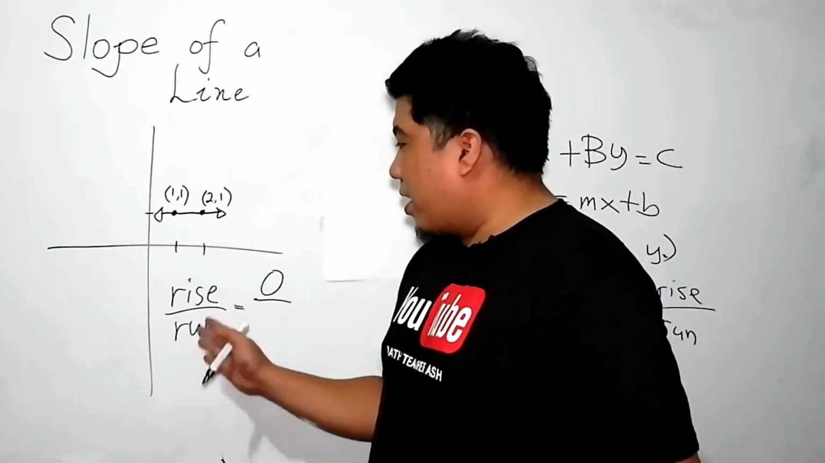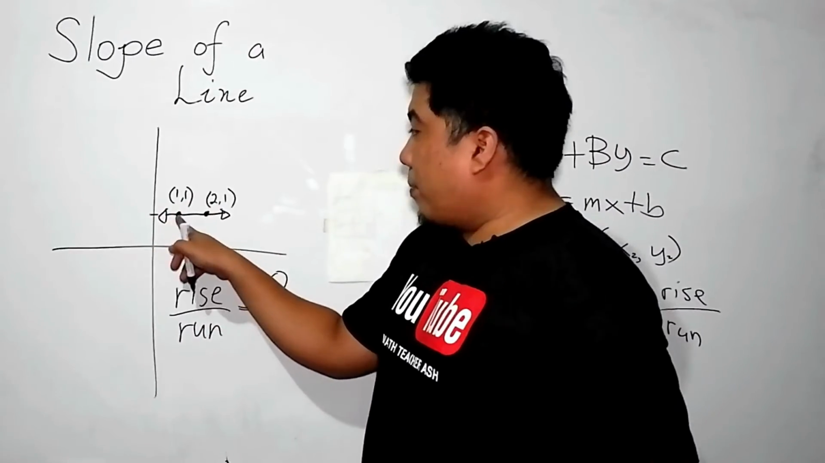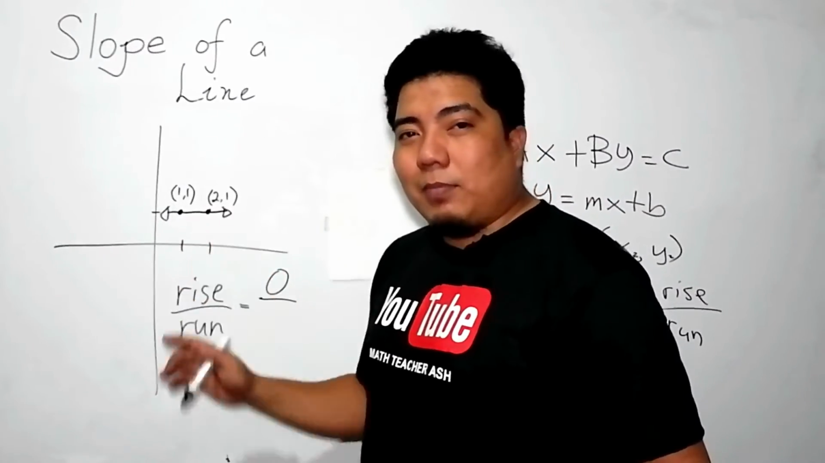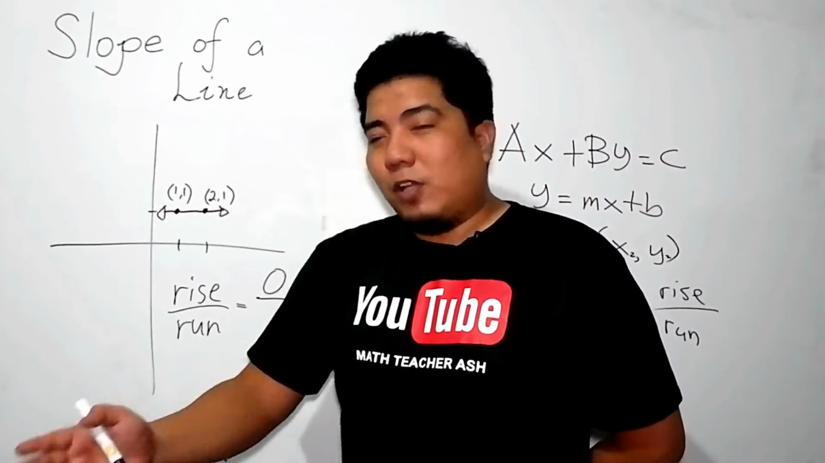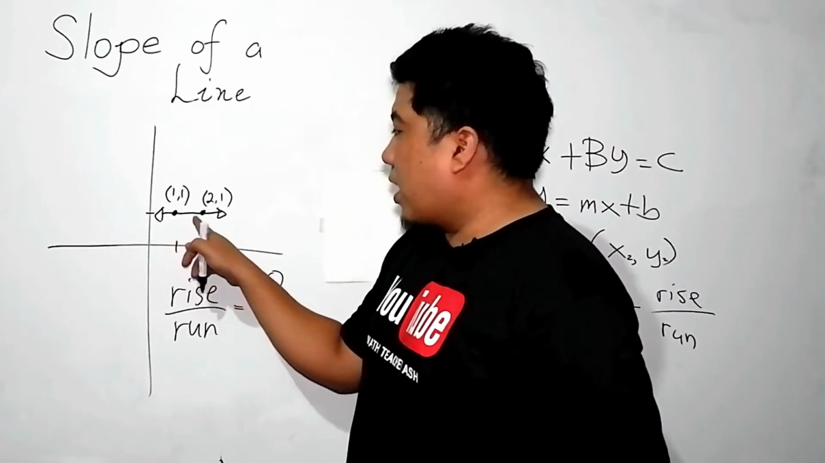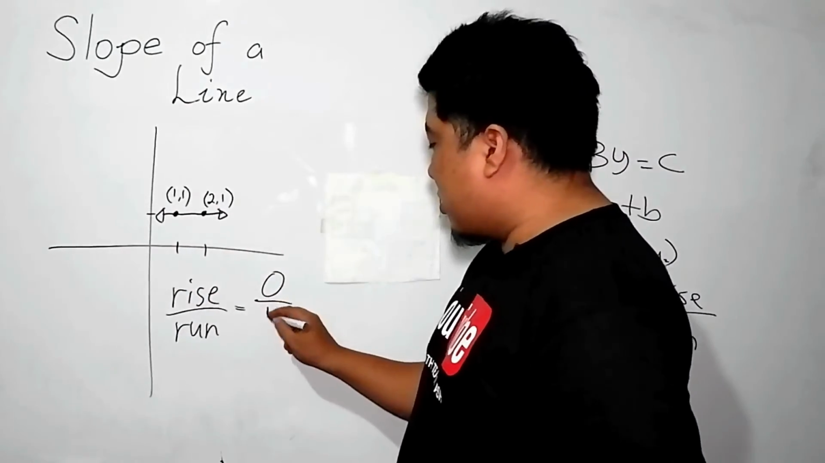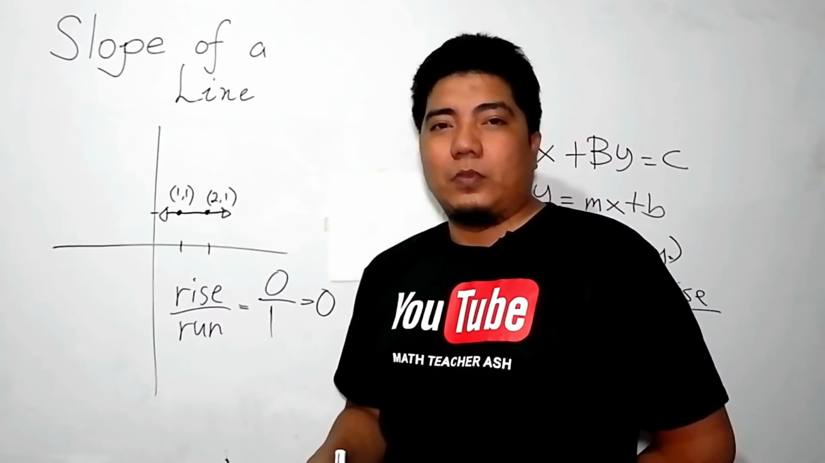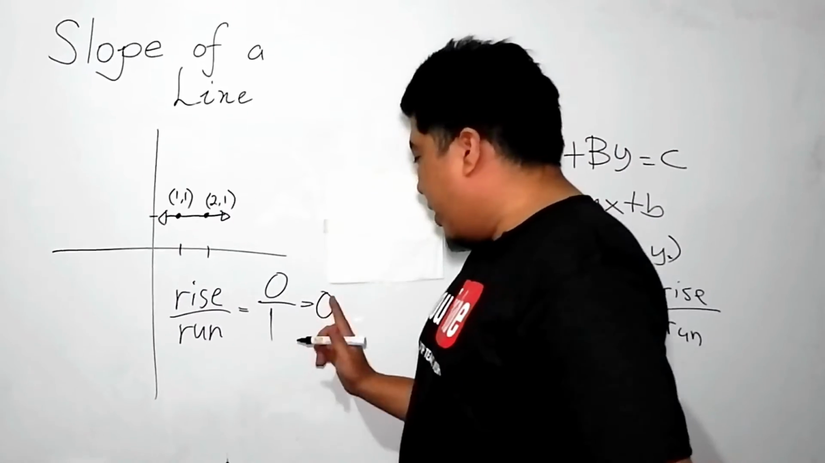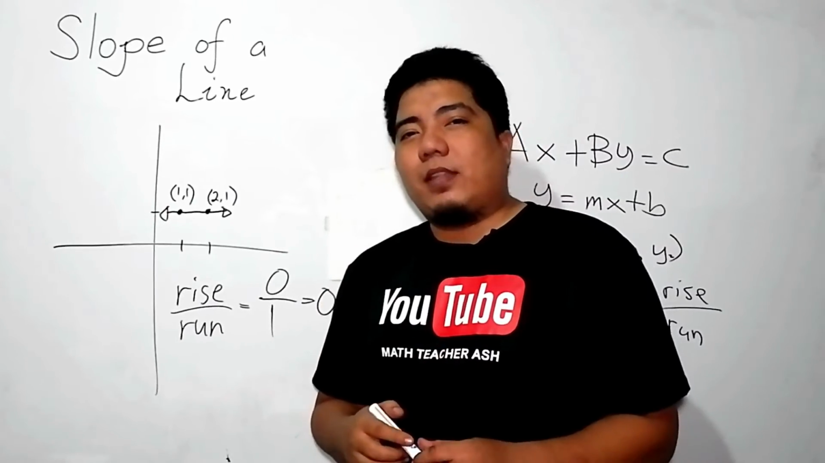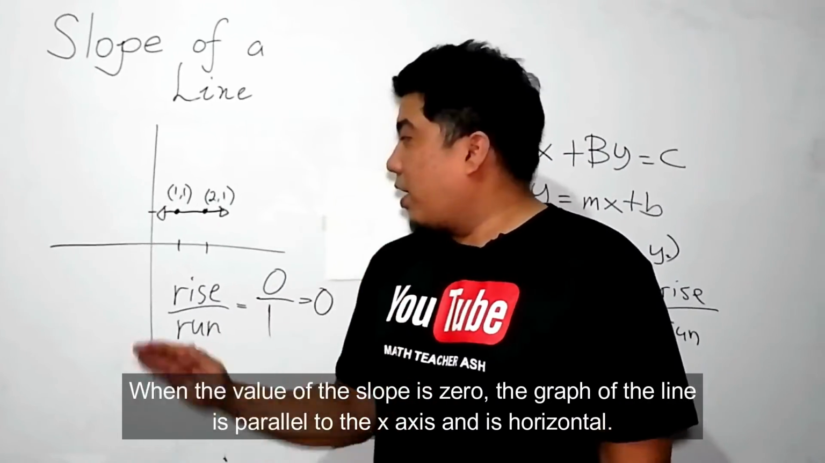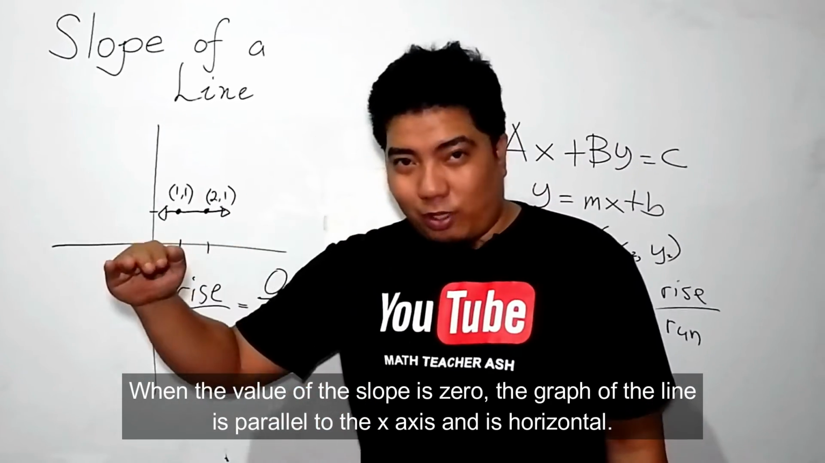Now, how about the run? How did it run from here? From here, it goes here. Okay? So, it goes to the right. It means that that is positive. So, how many units is that? That is only 1 unit. So that is 1. So 0 over 1 is equal to 0. Therefore, the value of your slope is 0. And remember this, my dear math learners. If the value of your slope is 0, your graph is horizontal.